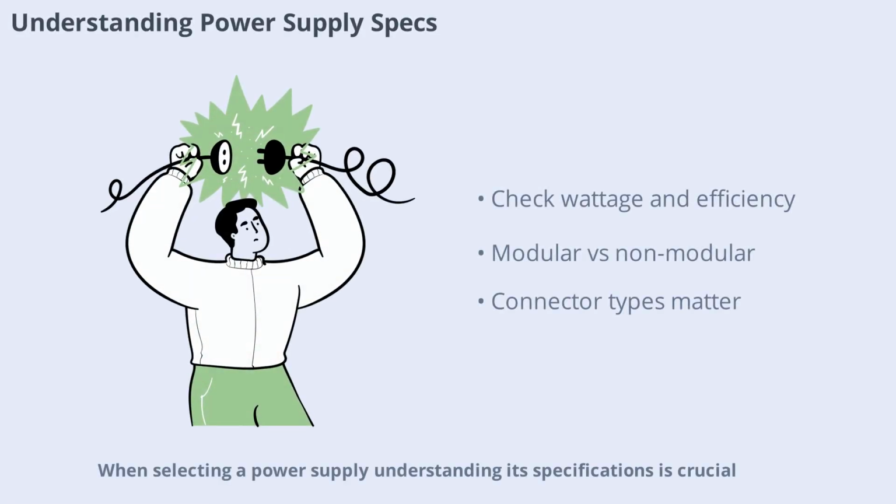When selecting a power supply, understanding its specifications is crucial. Wattage indicates how much power the PSU can deliver, with common values like 500W or 650W. Efficiency ratings, such as 80 Plus Bronze, Silver, or Gold, show how effectively the PSU converts power. Modular PSUs let you attach only the cables you need, reducing clutter. The number and type of connectors matter for compatibility with graphics cards and drives. Good cooling and ventilation help extend the PSU's lifespan and ensure stable operation.